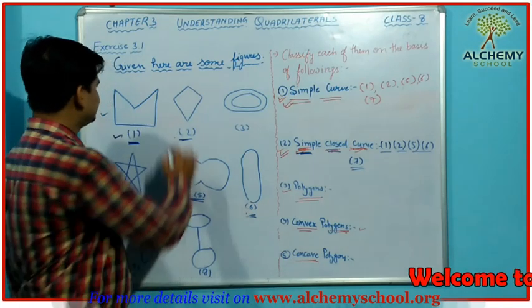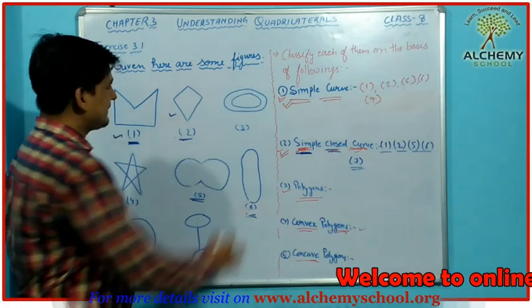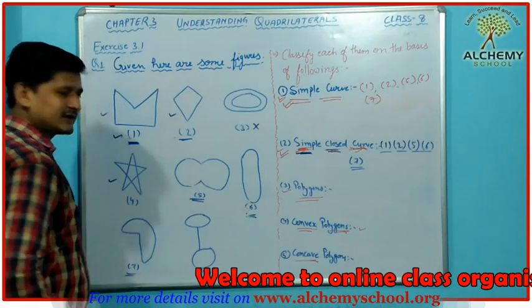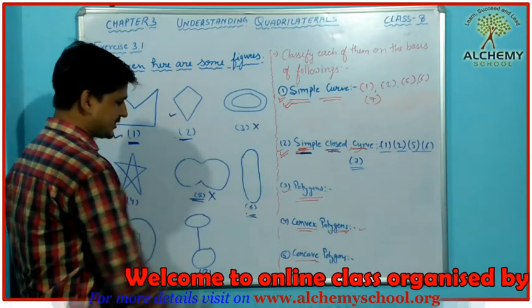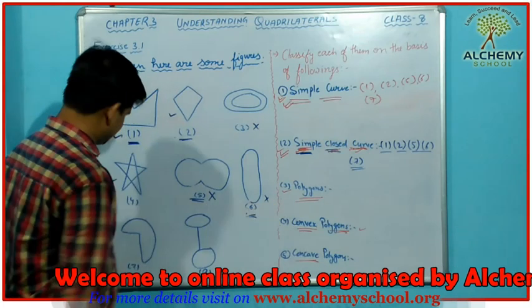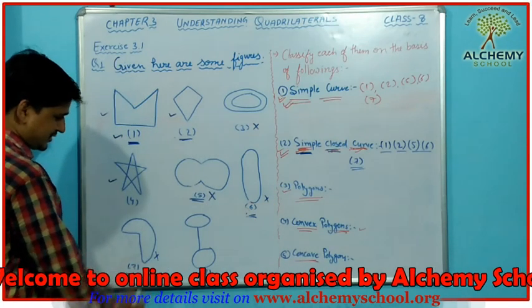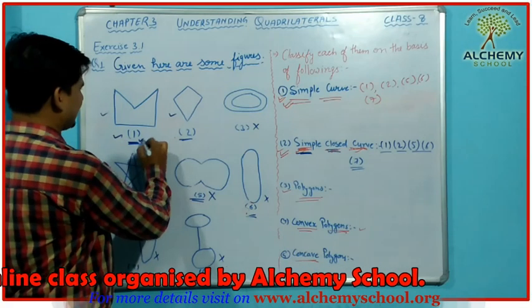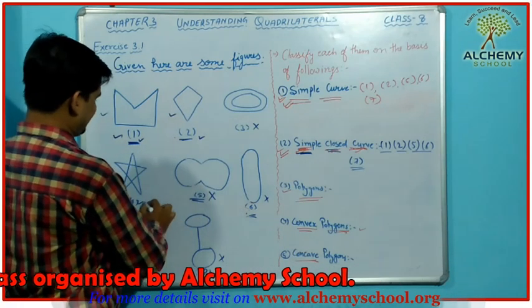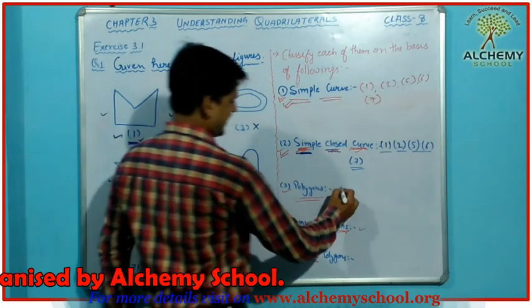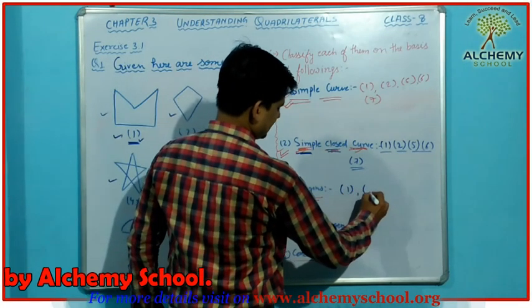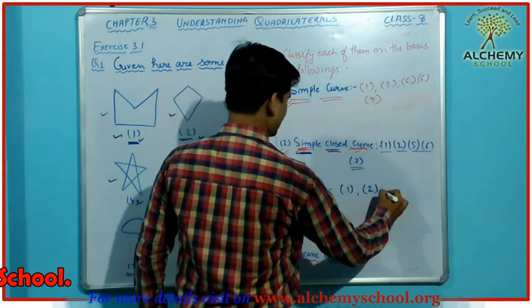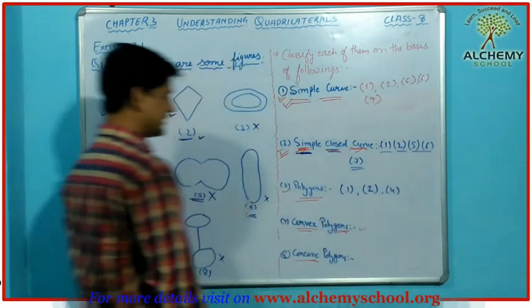Yes, it is a polygon. This is also a polygon, but this is not a polygon. This is also a polygon. This is not a polygon. This is not a polygon. This is also not a polygon, and this is also not a polygon. So we have here figure 1, figure 2, and figure 4 as polygon. So we can write here figure 1, figure 2, and figure 4. So these are the polygons.